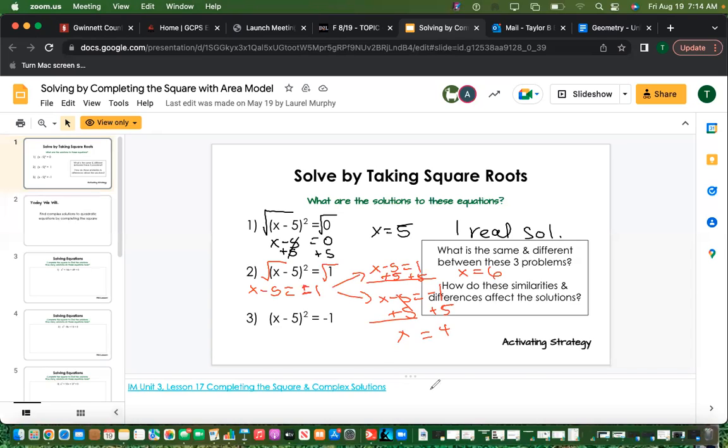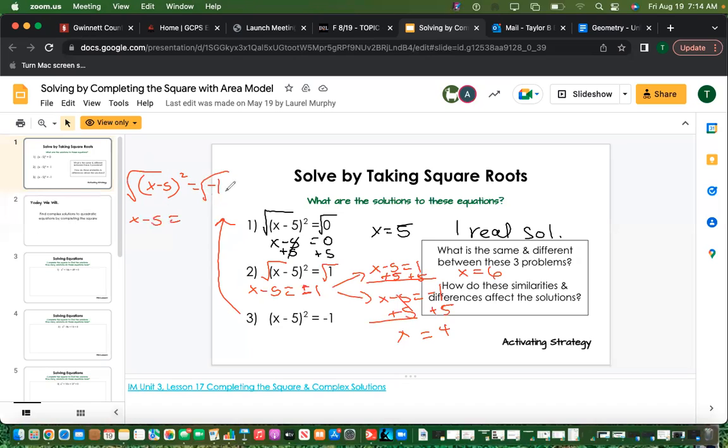All right, let's try this next one. I'm going to write it up here, though, so that way the people in the back can actually see it. So this is x minus 5 squared equals negative 1. When I take the square root of both sides, this is going to give me x minus 5.